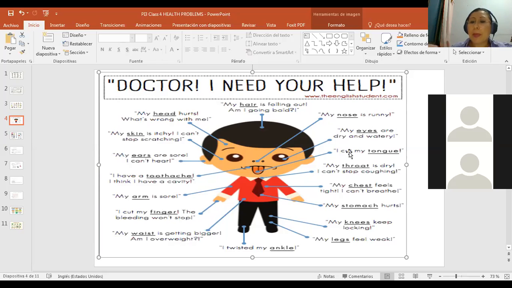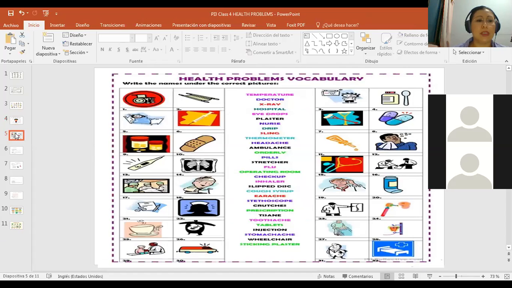Because my throat is dry, I can't stop coughing. My chest feels tight. I can't breathe, right? My stomach hurts. My knees keep locking. Este locking es como cuando hace ese ruido, ¿verdad? Que decimos, me truenan los huesos. My knees keep locking. My legs feel weak, débiles. I twist my ankle. Es como cuando me torcí el tobillo, ¿verdad? Twist es me torcí, es una torcedura, ¿verdad? De una parte de su cuerpo.